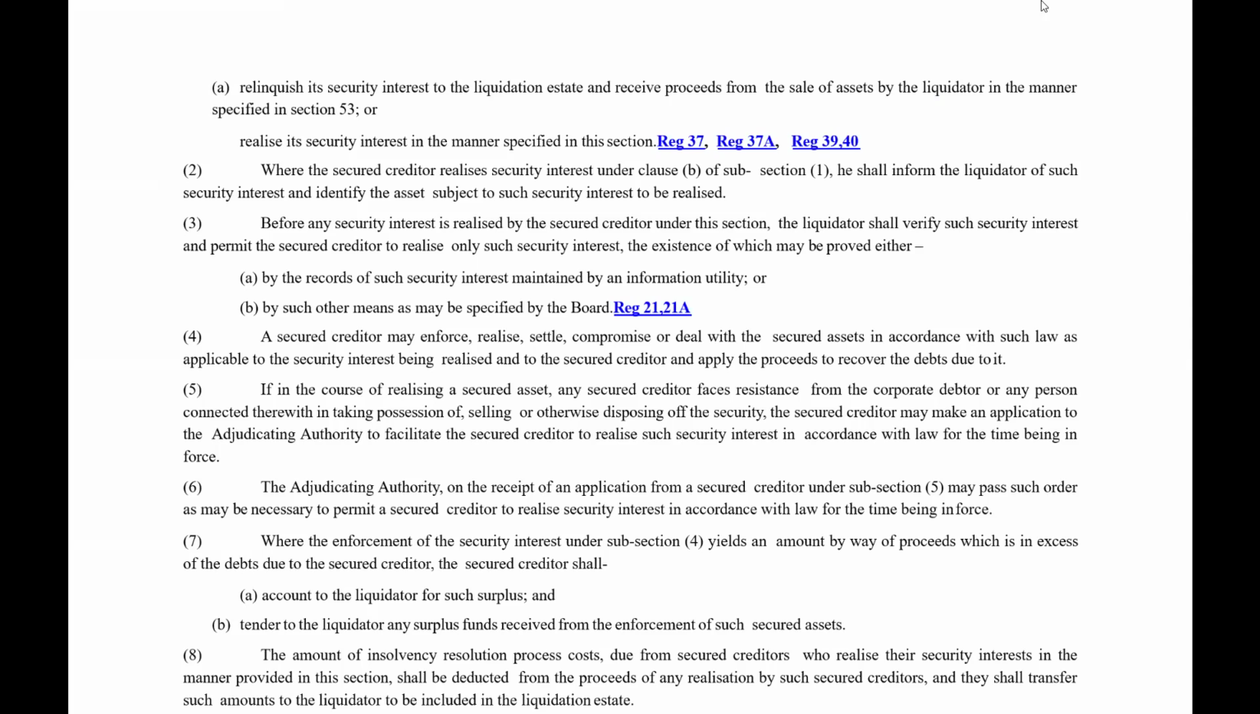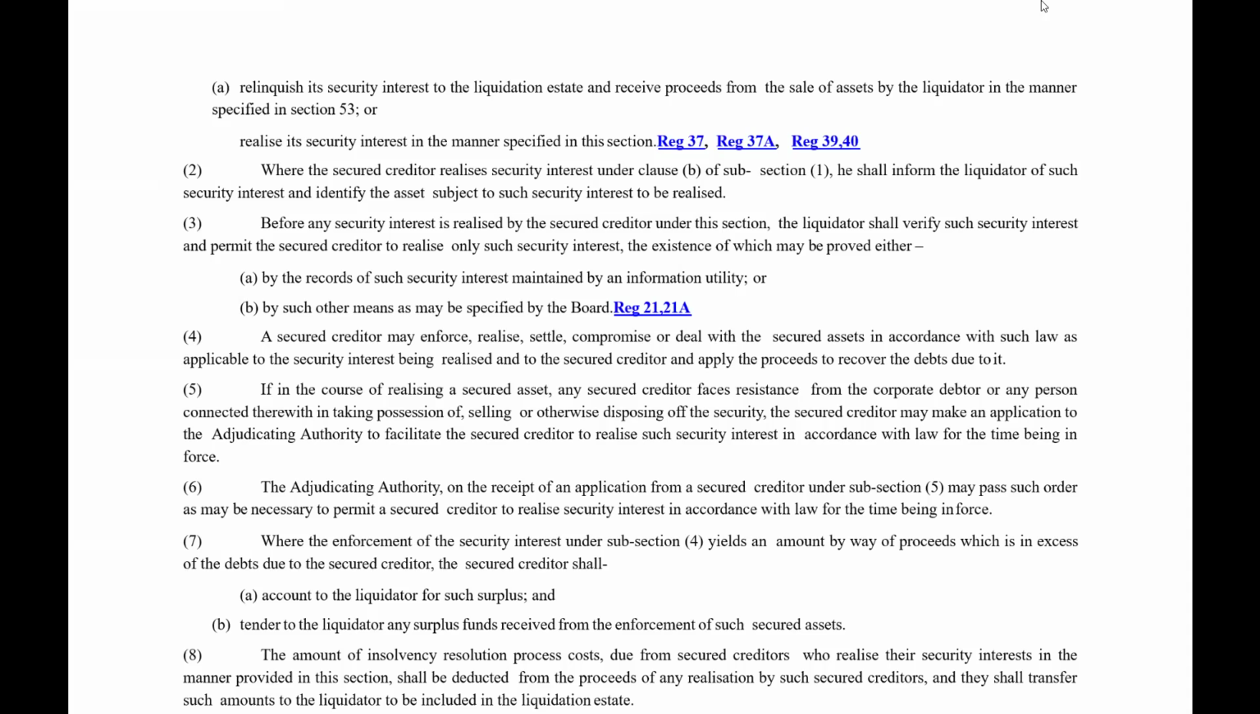Suppose there is a secured creditor and he has opted to relinquish his security interest. Then what will be the treatment of those assets? Sir, it will form part of the liquidation estate. And what is the manner in which the secured creditor exercises his option to either relinquish or realize the asset?